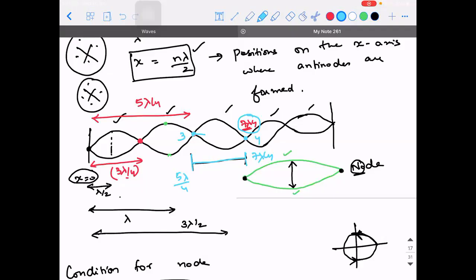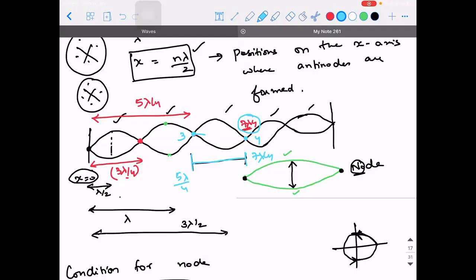One minute. The charge in my pencil is over. You guys calculate and tell me. Subtract and tell me. Very good. It is lambda by 2.